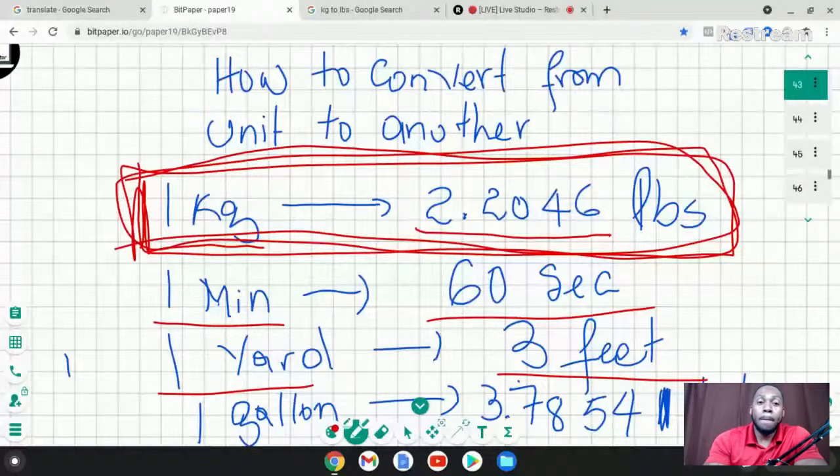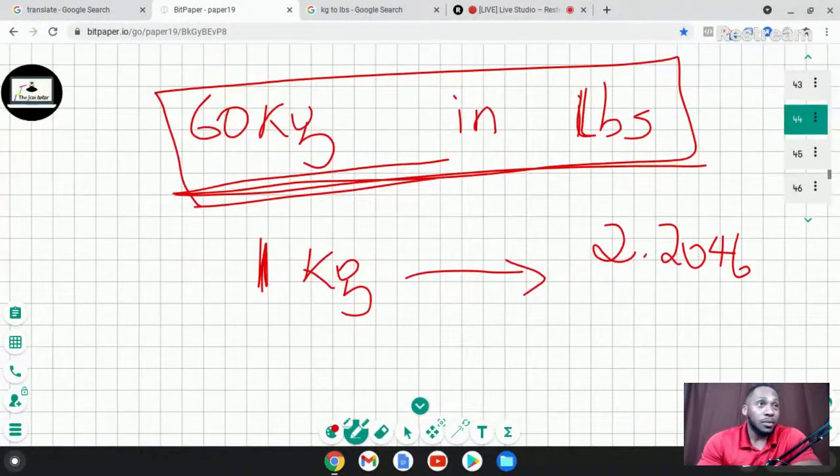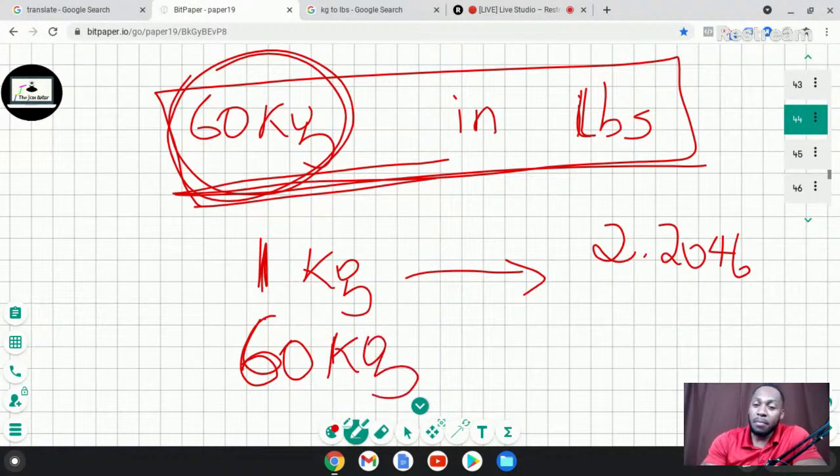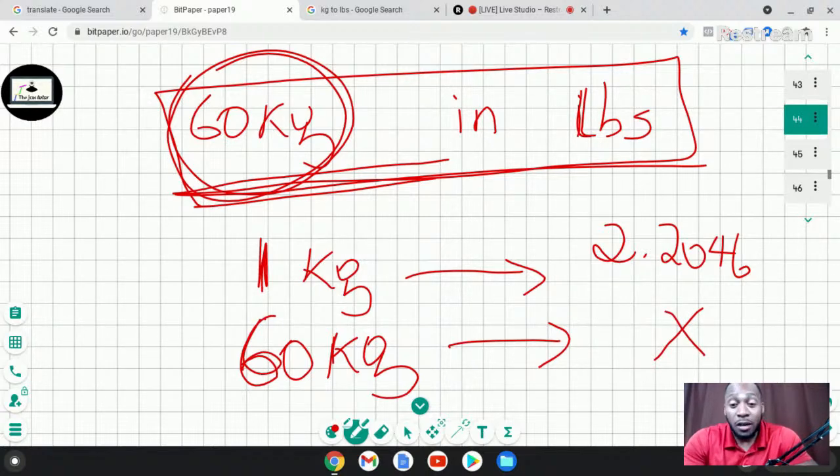So now, what else do I need to do? I need to find the equivalent of 60 kilograms. Because they give me this unit in kilograms, I put it right here under the kilogram, 60 kilograms. And how this is going to correspond to X. And that's all I need to do.